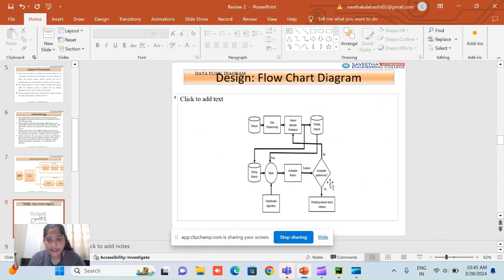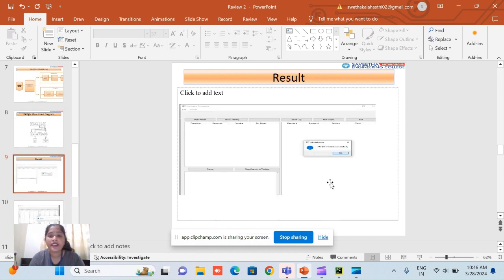And the flowchart diagram is as follows: the dataset goes to data processing, feature selection, testing, training models, and at last it goes to the classification algorithms and predicts the network attack category. Is it a good connection or a bad connection?